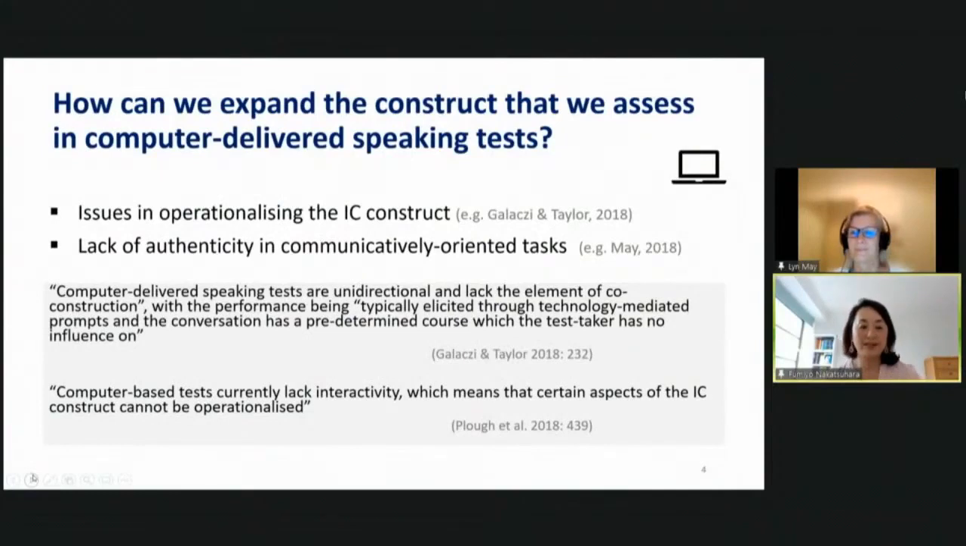So, what motivated us to embark on this project is the well-known difficulty in operationalizing communicative constructs in computer-delivered speaking tests, and the lack of authenticity in communicatively oriented tasks delivered via computer. I have some quotes here, but since these observations were made like 4 years ago, the field has moved on considerably.